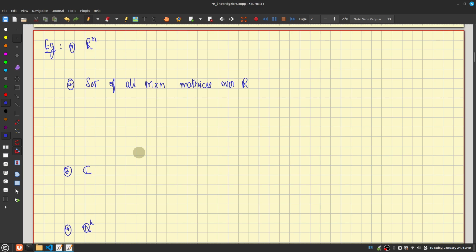So for each of these, we want to know whether it forms a vector space or not. If it is a vector space, then what is the dimension and what is the basis for this particular vector space or subspace? So Rn is a vector space. What is the dimension? It's equal to n. And what would be a basis? So the standard basis, where the ith standard basis vector is basically all zeros except a 1 in the ith position.